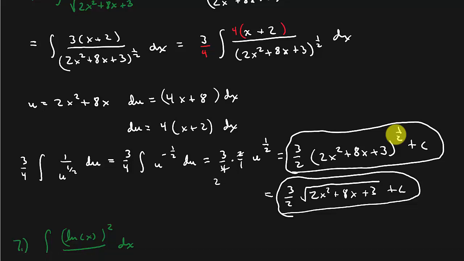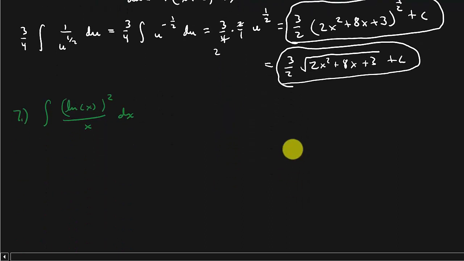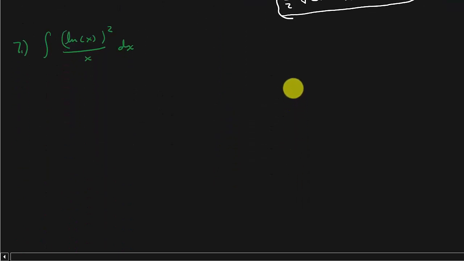All right, so let's go to the next one. All right, so what about this one? We've got natural log of x squared. So let's let u equal natural log of x. So du is equal to 1 over x dx, right? That's the derivative of natural log x. And hopefully you can see this. If you can't, let's look at this.